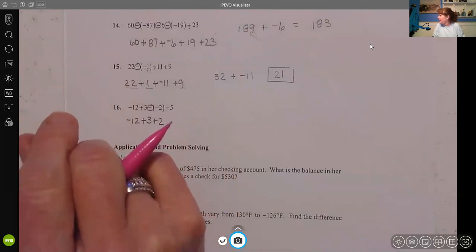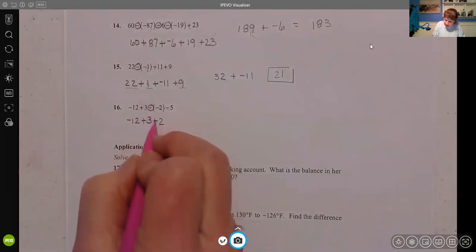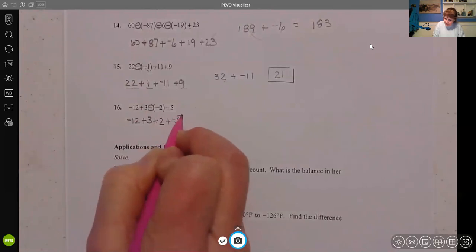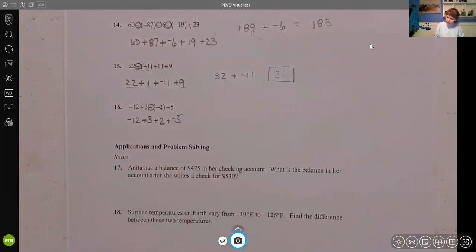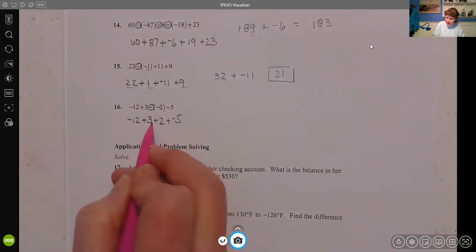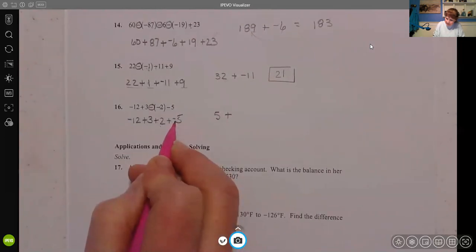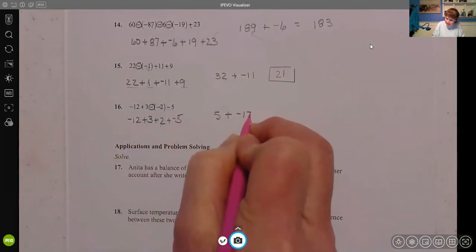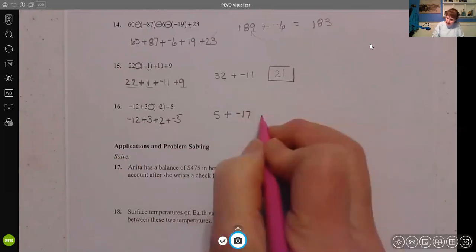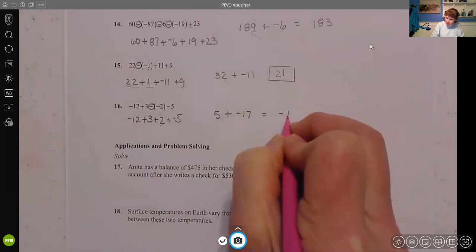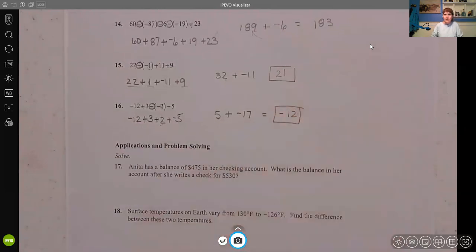All right. Okay. So plus a positive, and then this was going to become plus a negative 5. So what we do, we'll add our positives together. So we'll have 5 positives and we'll have 17 negatives when we add those together. And those 5 will cancel with those. And so we have a negative 12 for an answer there.